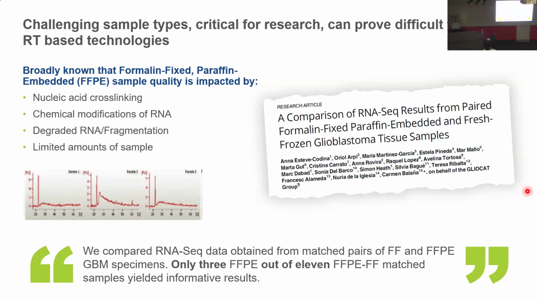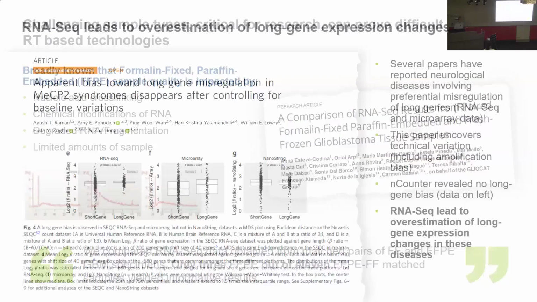And this is the same thing, RT applied to sequencing. There are problems there as well. In this study, they looked at formalin-fixed, paraffin-embedded samples. Anybody know what that is? If you're in the clinical space, that's how biopsies are preserved in wax blocks. You have to use that material, right? But they compared that material to fresh frozen, and only 3 out of 11 of those matched samples made any sense. So you can see there are a lot of reproducibility issues with this technology, even though it's used everywhere.